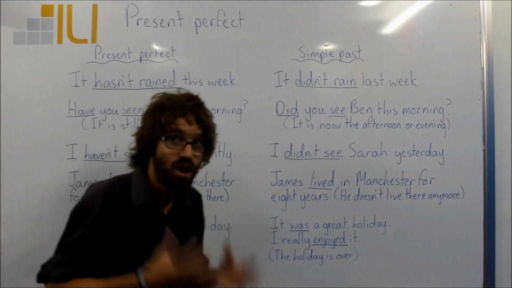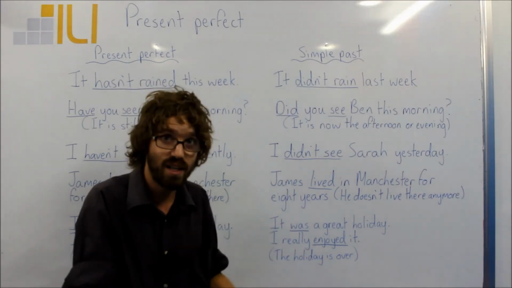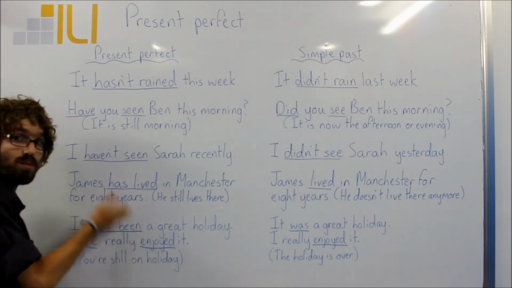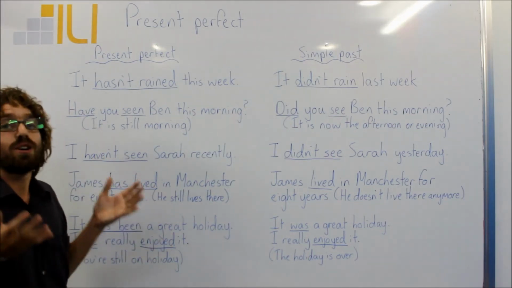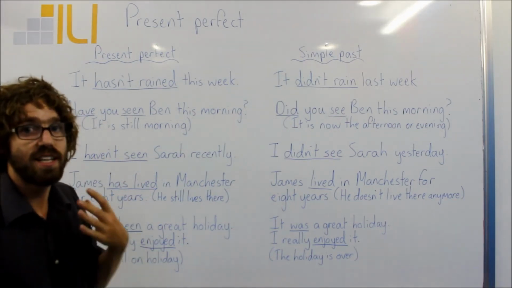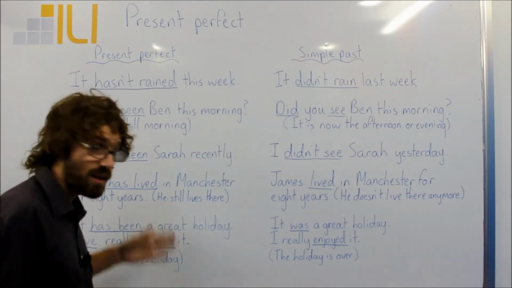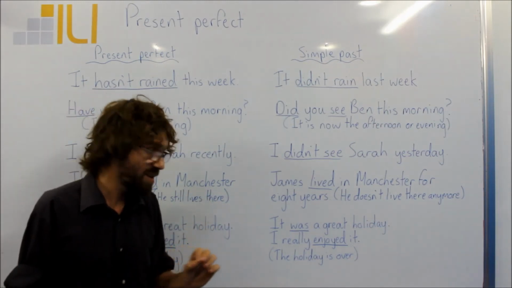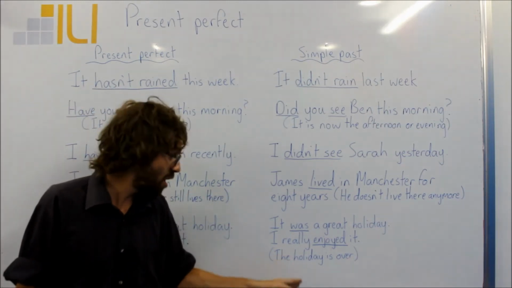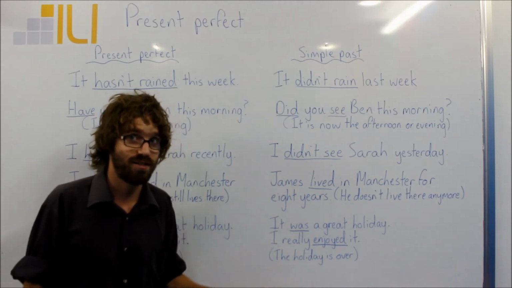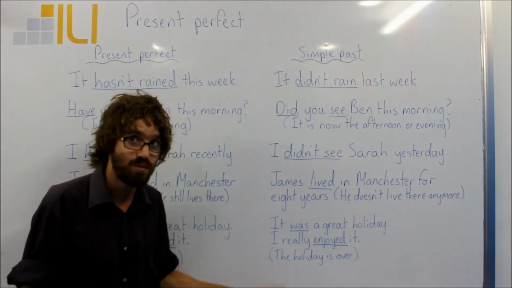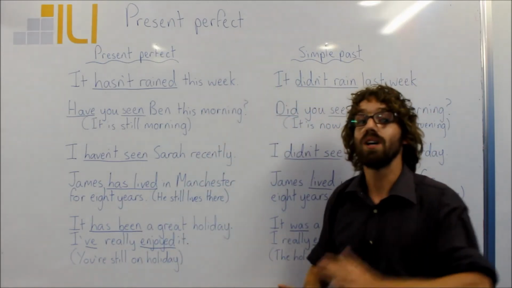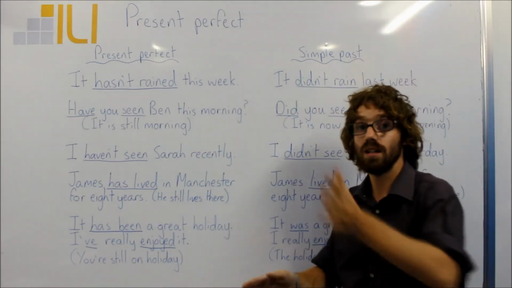If I was on holiday with my friends or my family and I'm still on holiday now, I would use the present perfect. It's been a great holiday. I have really enjoyed it. All right, I'm still on holiday. In this case, it was a great holiday. I really enjoyed it means the holiday is over. It's not happening anymore. So, to recap, present perfect is from a time in the past up until now.